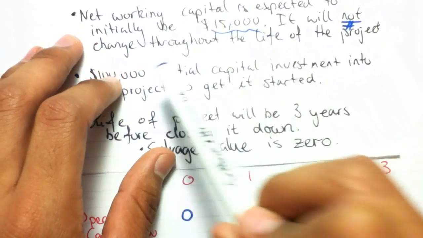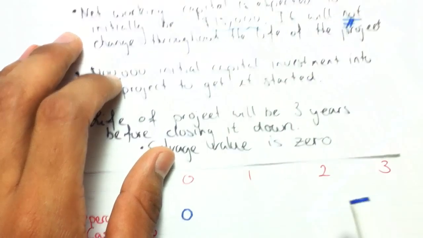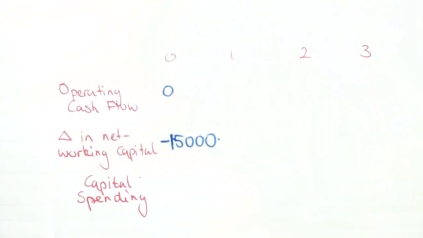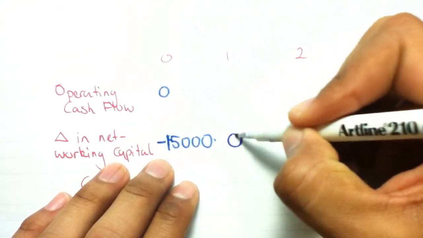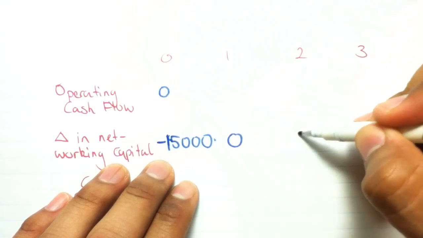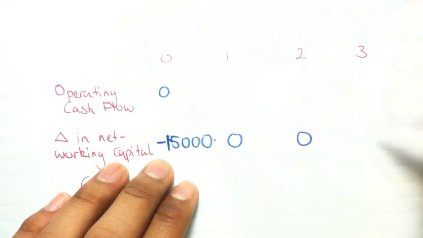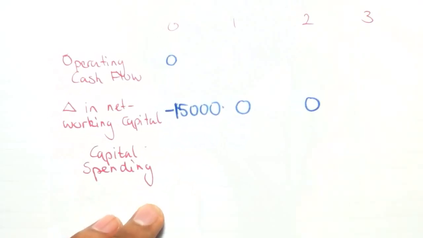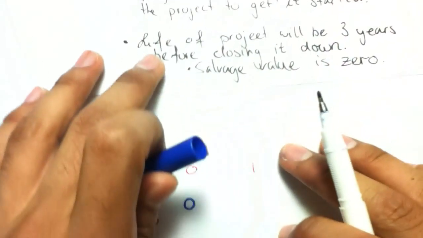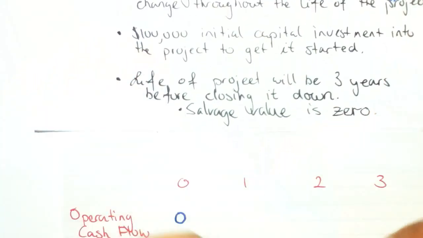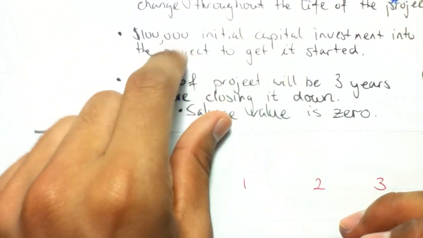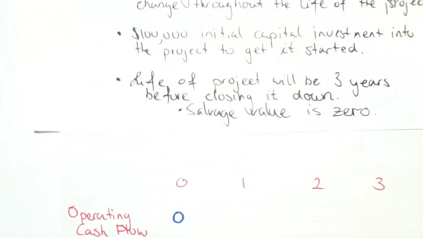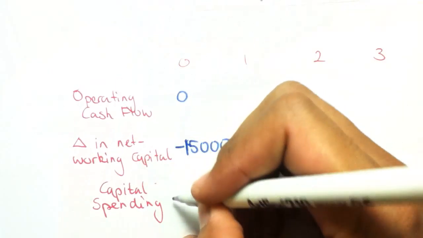Okay, and it will not change throughout the life of the project, which means in year 1 it's going to be 0, and in year 2 it's going to be 0. I'm going to leave year 3 because there is something that I have to realize. Capital spending is going to be $100,000 in the first year, because $100,000 initial capital invested into the project to get it started. So that's some capital spending.